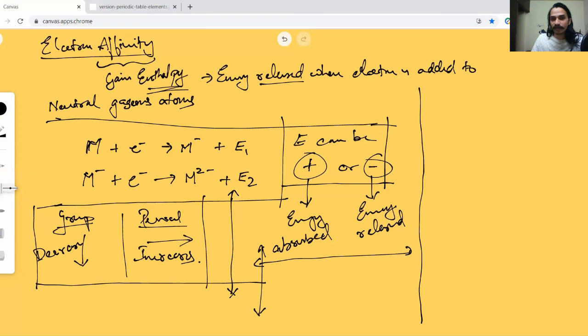It's kind of in correlation with the metallic property. If it's a metal, it won't be accepting electrons. So if metallic property increases, electron affinity will decrease. So make that connection, it will be simple to remember.